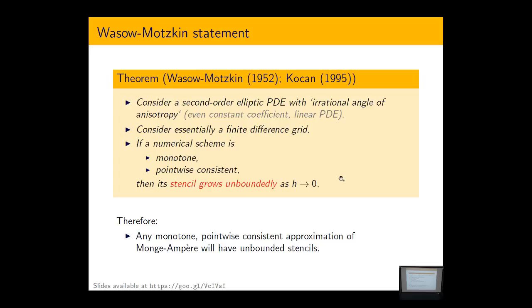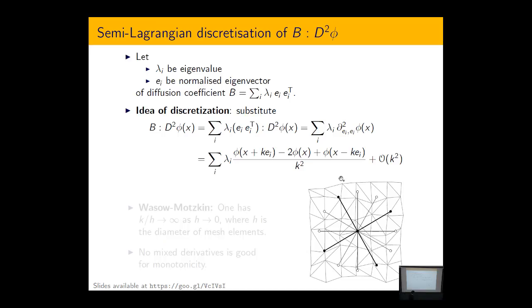Even if you solve a linear constant coefficient PDE, there doesn't exist any scheme which is monotone and pointwise consistent and doesn't have a stencil which explodes in size. And so right now, we already know that my stencils are going to explode in size as well, like the ones in the previous talk, the Obermann scheme does the same. Okay, so what does semi-Lagrangian do?